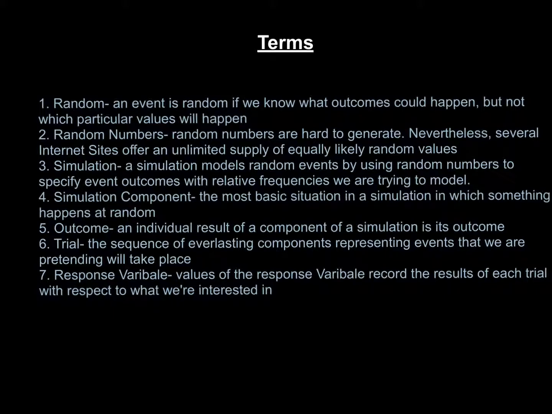The first term is random. An event is random if we know what outcomes could happen, but not which particular values will happen. Such as flipping a coin 10 times, you cannot know what will happen on the 7th try every time. It's all random.